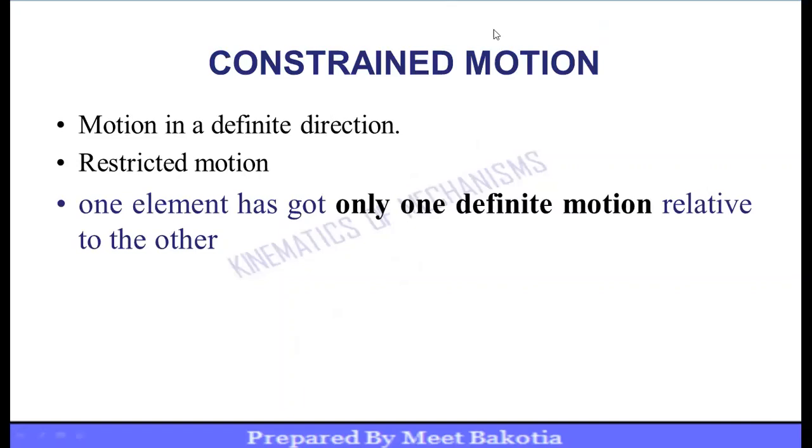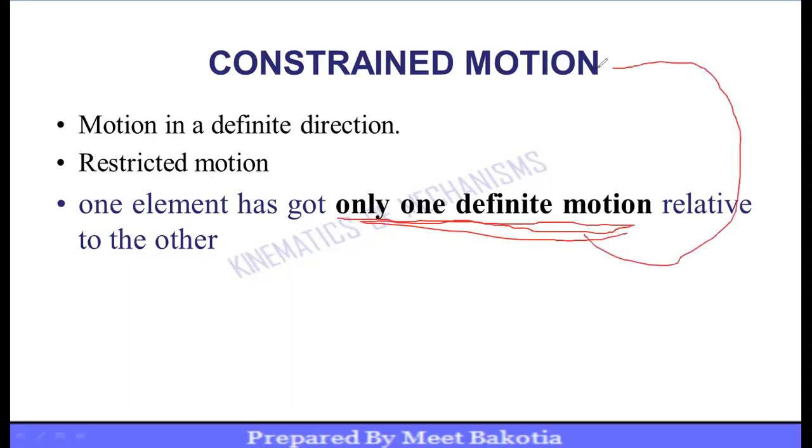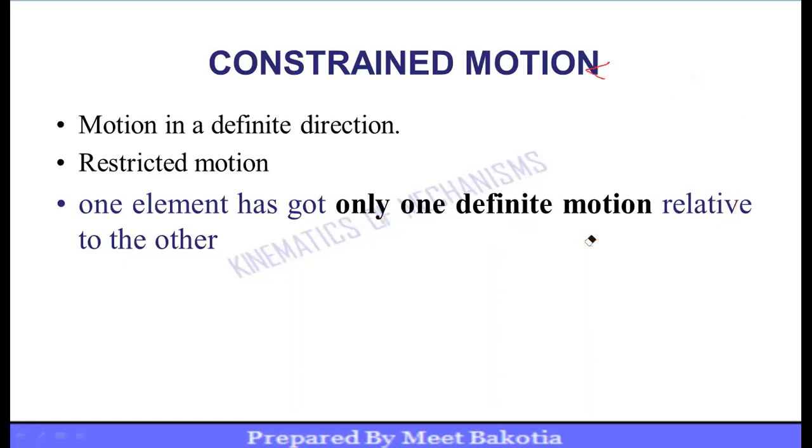Restricted motion, motion in only one direction. It is written here: if an element or part has one and only one definite motion relative to another, then I can call that constrained motion. Because see, in machine parts, if the body is not fixed, it is just moving in one direction. But if it starts moving in more than one direction, then what will happen? It might be possible that the body might not function properly. I should restrict its motion in a particular direction only. Otherwise, its function for which it has been designed will not be fulfilled.